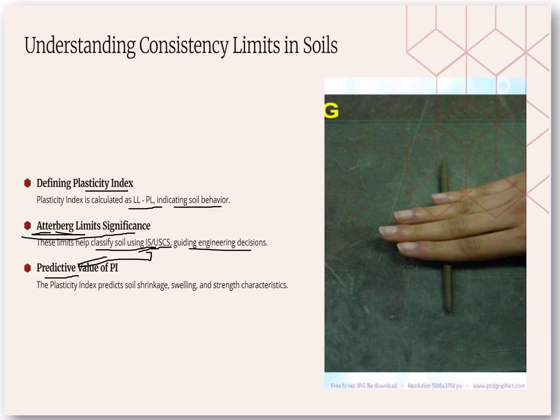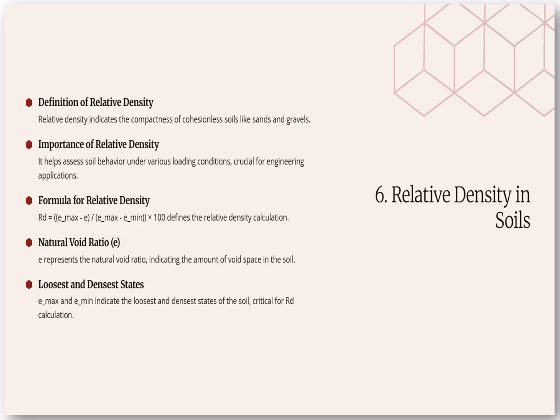Then how to predict the value of plasticity index? The plasticity index predicts the soil shrinkage, swelling, and strength characteristics. So these three are known through the plasticity index. Next among the engineering index properties is the relative density in soil. This is the last index property which we are going to see.